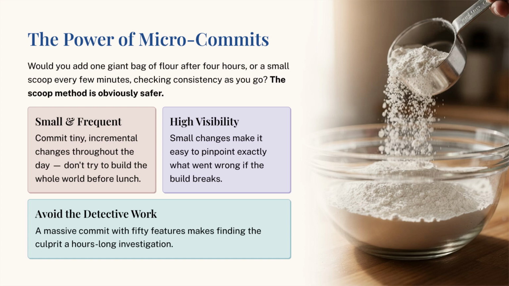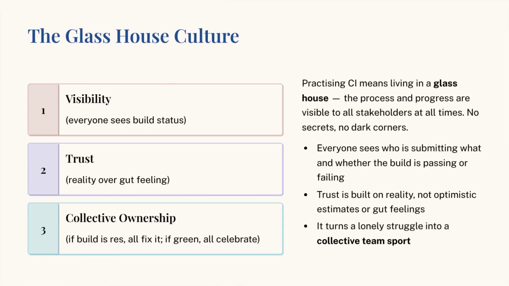So now that we've mastered the discipline of small frequent updates, you might be wondering how this affects the way our team talks to each other. Well, that brings us right into our next step, which is the cultural shift toward radical transparency. When you practice continuous integration, you are essentially living in a glass house. Everyone on the team can see the status of the project, who is submitting what, and whether the build is passing or failing. By definition, this is radical transparency, where the process and progress are visible to all stakeholders at all times. In simple words, it means there are no secrets.